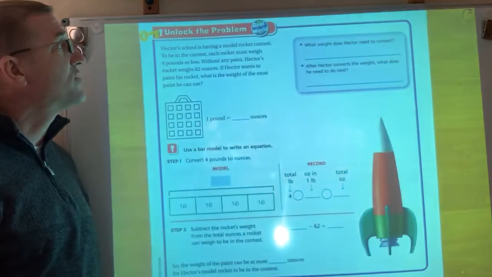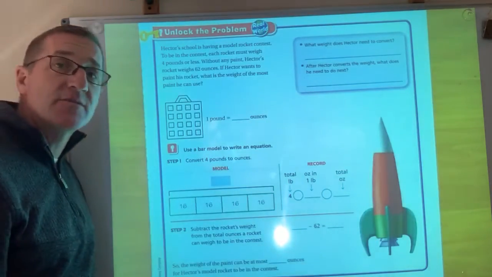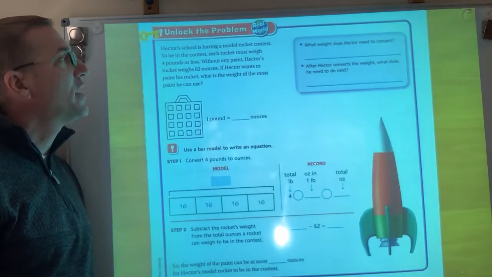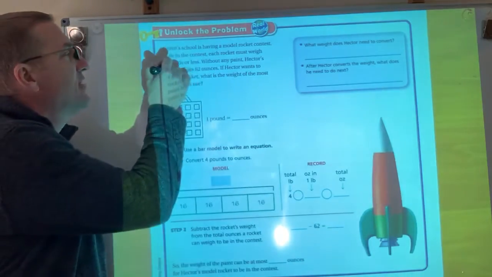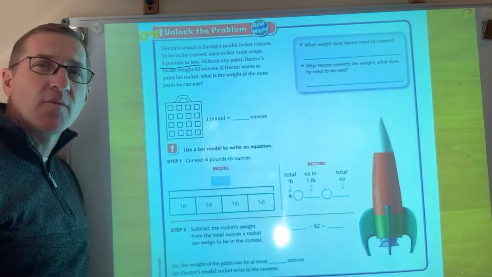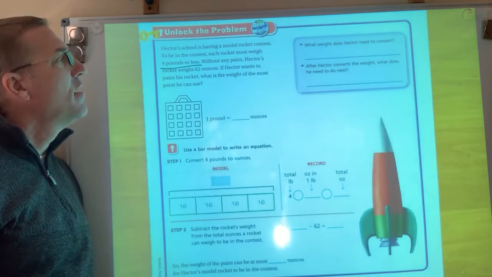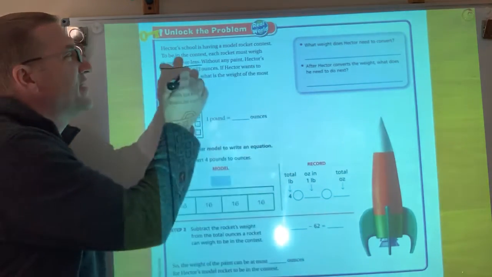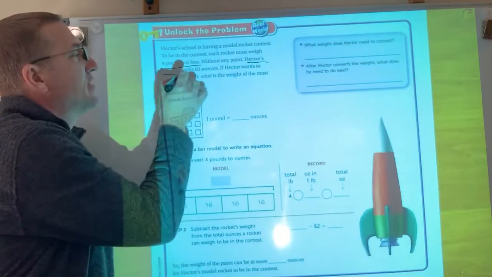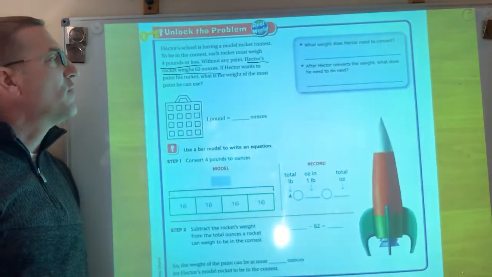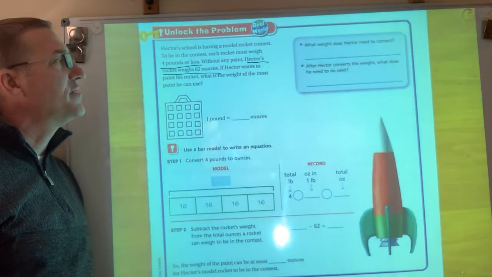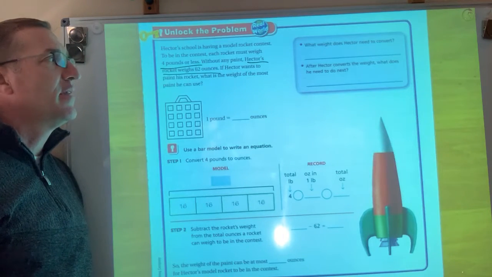So we've got Hector School is having a model rocket contest. That sounds fun. To be in the contest, each rocket must weigh 4 pounds or less. 4 pounds or less, so it can weigh 4 pounds, but it can't weigh more. Without any paint, Hector's rocket weighs 62 ounces. So Hector's is weighing in at 62 ounces. And if Hector wants to paint his rocket, what is the weight of the most paint he can use?